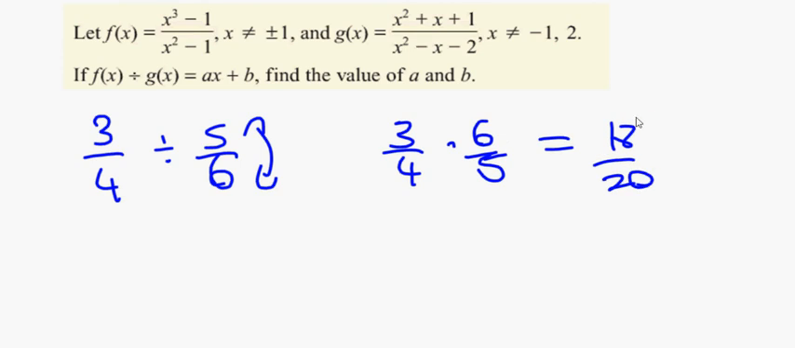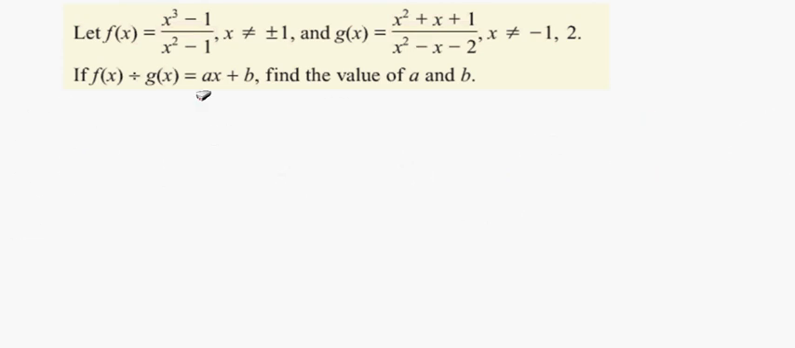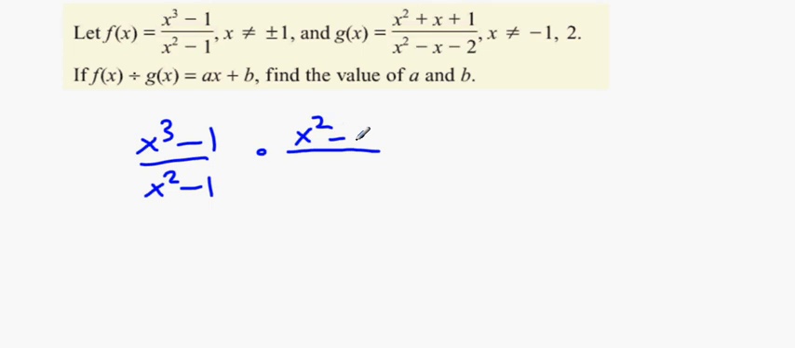This question is no different. So what I'm going to do is I'm going to get f of x here. I'm going to get x cubed minus 1 over x squared minus 1. And then I'm going to turn g of x upside down. So I'm going to get x squared plus x plus 1 over x squared minus x minus 2.